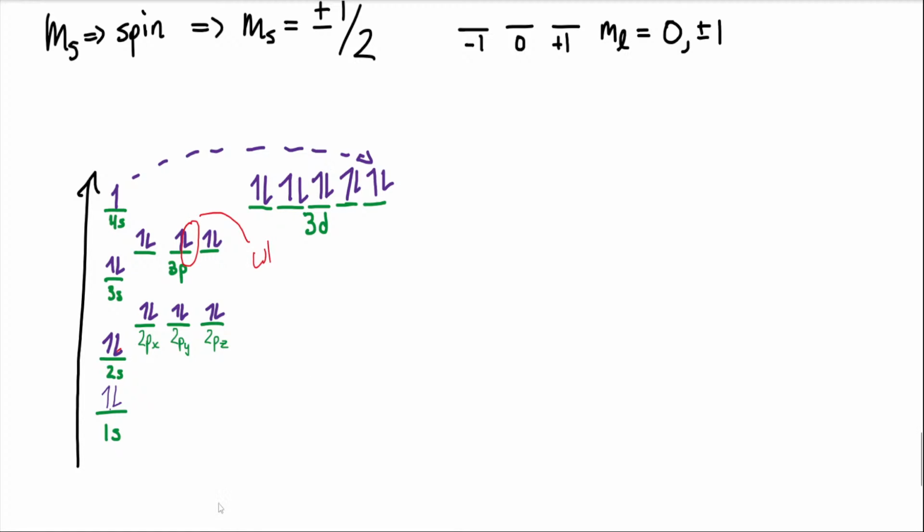Okay, so what are the quantum numbers of this electron? Remember, every electron will have unique numbers. So what is its N value? What is its L value? What is its ML value? And what is its MS value?